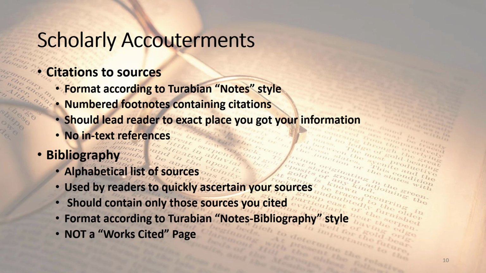Your bibliography comes at the very end of your paper. It is an alphabetical list of the sources that you used, and readers use it to quickly ascertain what those sources were. Your bibliography should contain only those sources that you have cited in your paper. Your paper's too short to have all of the sources that influenced you listed in the bibliography, but not cited in the footnotes. So if they're not cited in the footnotes, don't put them in your bibliography. If you want them in your bibliography, figure out a way to cite them in your footnotes.